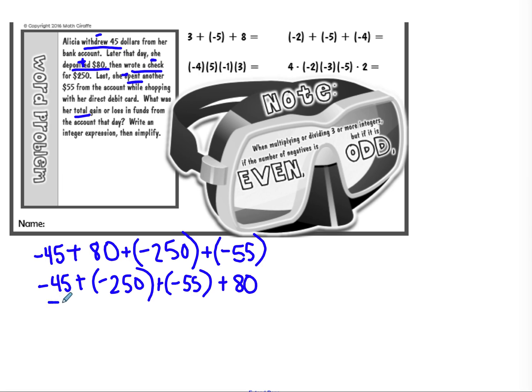So negative 45 plus a negative 250, same sign, find the sum. Feel free to write them vertically if you need to. That's going to be a negative 295. Okay, now I've got to recopy all the rest of this problem. These long problems, it's really important to show all of your steps.